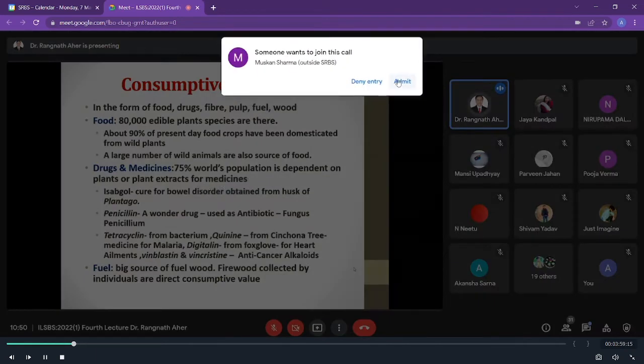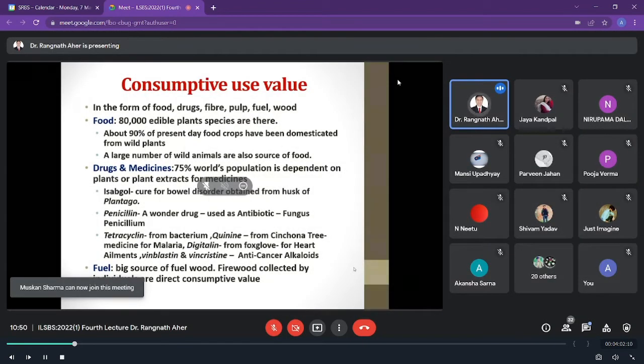The first of these is the consumptive use value. What is the consumptive use value? It is the value in the form of direct food, or a drug, or a fiber, pulp, or fuel wood. This is called the consumptive use value. It means it is directly useful for the day-to-day life of human beings, and therefore it is called consumptive use value. Out of them, for food, there are 80,000 edible plant species, and about 90% of present-day food crops have been domesticated from wild plants. A large number of wild animals are also a good source of food.